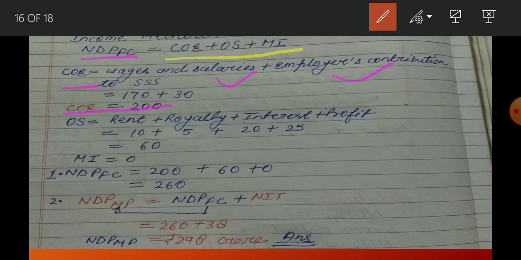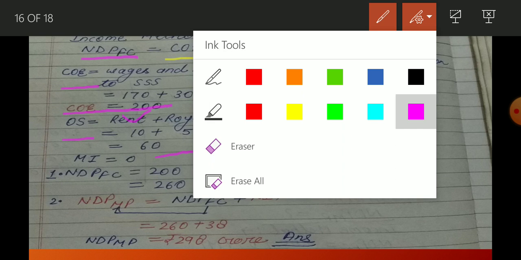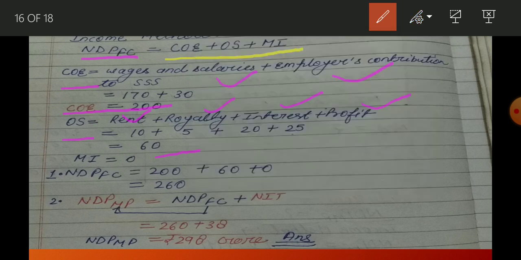Okay, for the operating surplus, we will add rent, royalty, interest and profit. So we get the value of OS, that is equal to 60, and the value of mixed income is not given in the question, so we will consider it 0. Now put all the values. So COE is 200, OS is 60, MI is 0. In this way NDP FC is equal to 260.